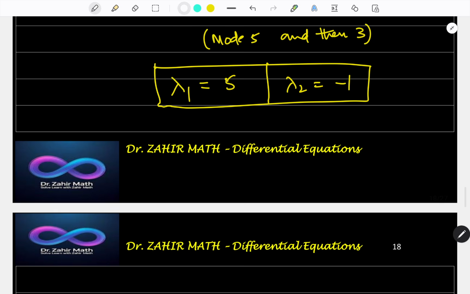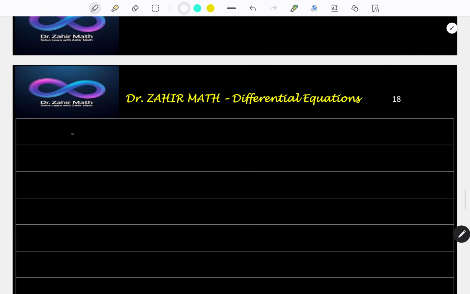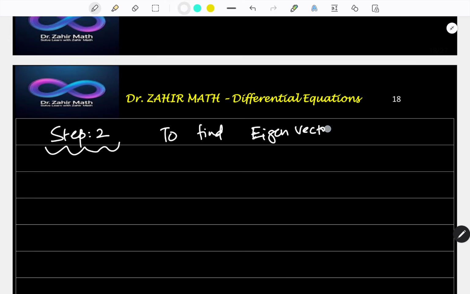Yes. Now this is called what? This is called eigenvalues. Now we are going to find what? Eigenvectors, right? Now step number 2, we are going for what? Eigenvectors. Step number 2 is to find eigenvectors.